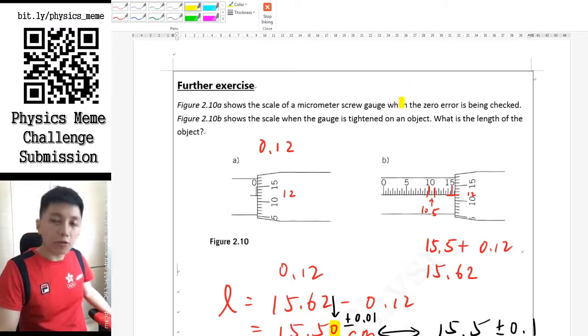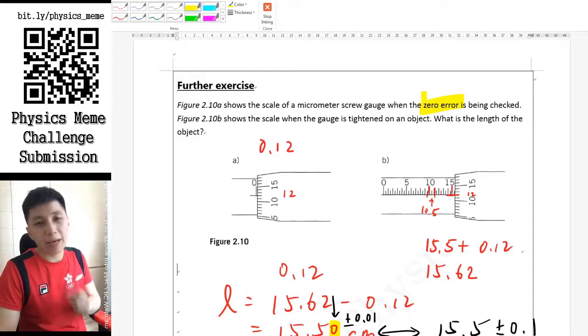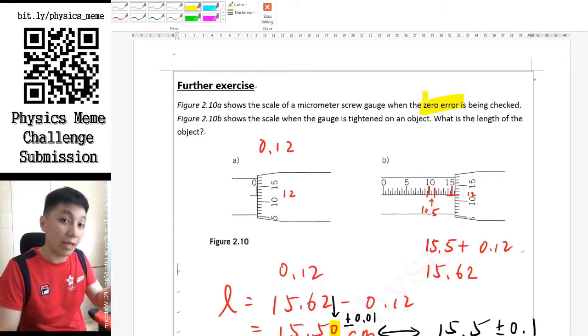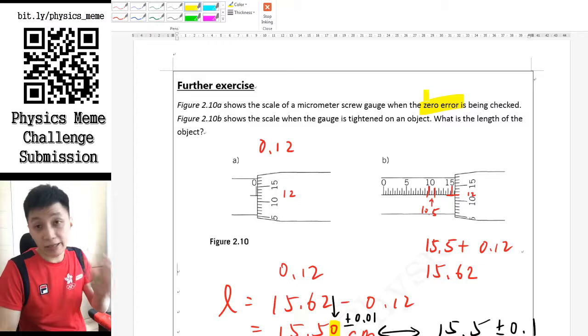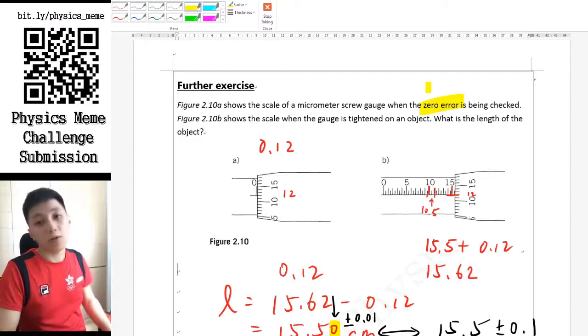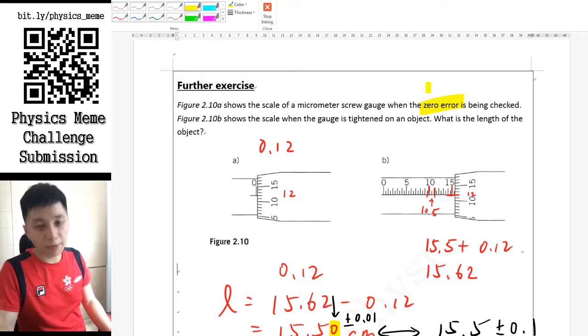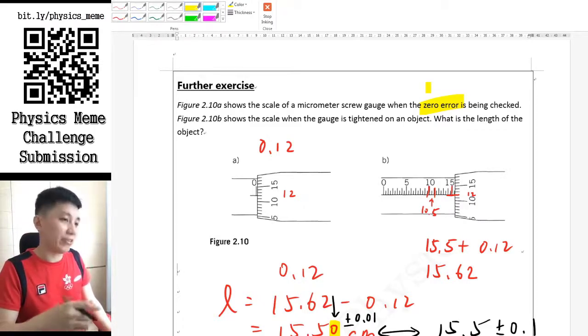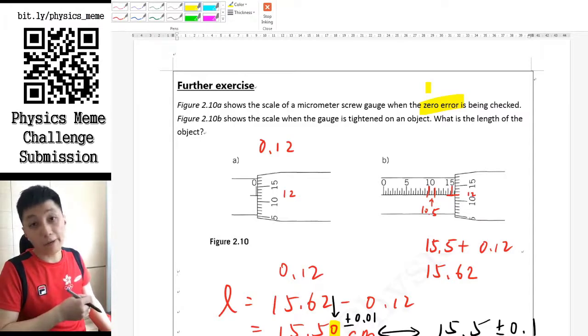Alright, so in this video you learned about the idea of zero error, and remember this concept can be carried to other dimensions too. Not only length, it could be mass, it could be time, it could be anything that you measure with an instrument. So do transfer the concepts to other dimensions. In the next video we'll start to talk about how to measure time.